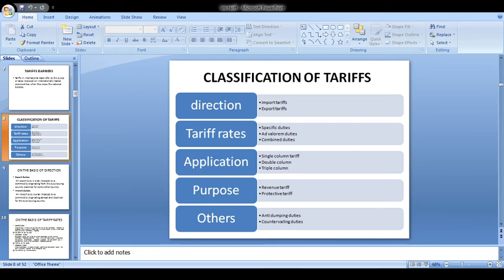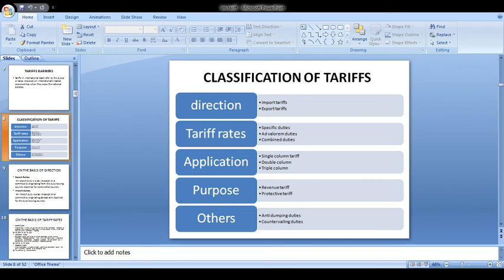Next is compound duties. When a commodity is subject to both of the above duties, the tariff is generally referred to as compound duty. For example, tax 20 rupees per kg plus 5% ad valorem.